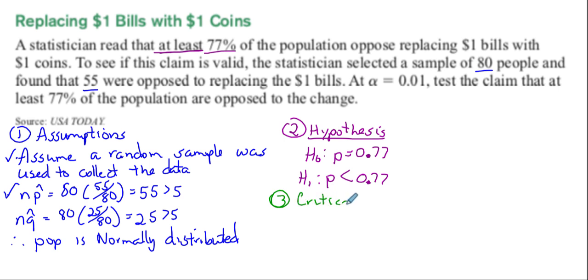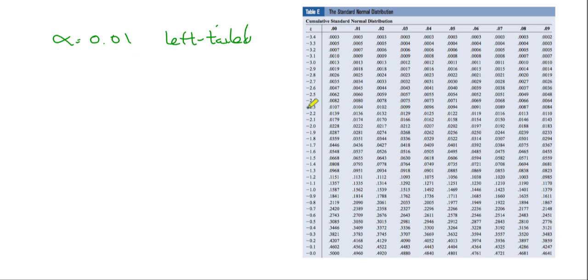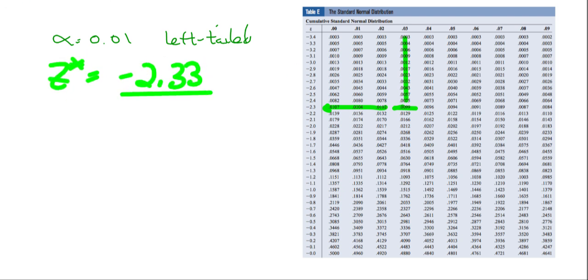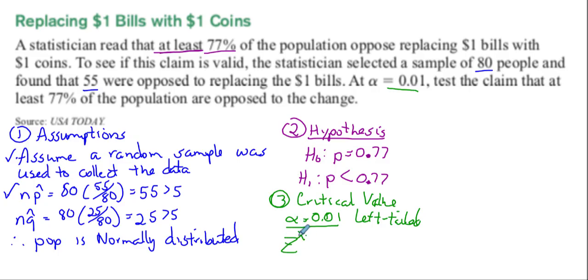Next, step 3, we need to find our critical values. So we need to identify alpha, which is 0.01. And looking at the alternative hypothesis, we can see that this is definitely a left-tailed test. So I just look at alpha, go to my z table, find a value of 0.01, or whichever is closest to it, and that gives me a z critical value of negative 2.33. So my z critical value is negative 2.33.